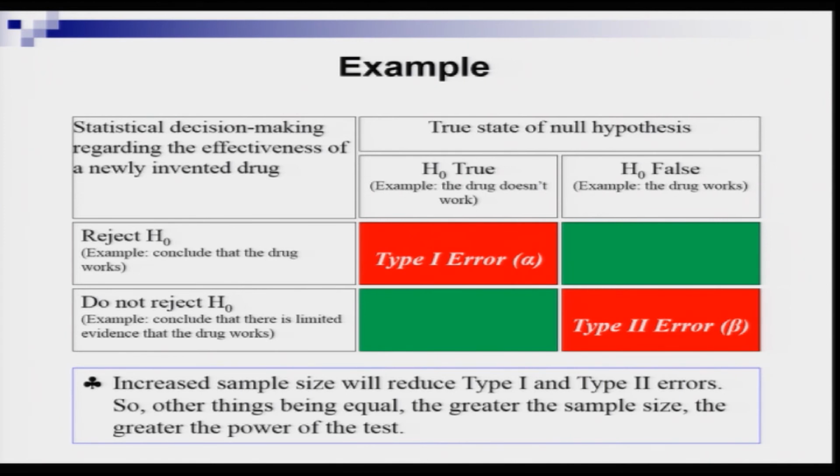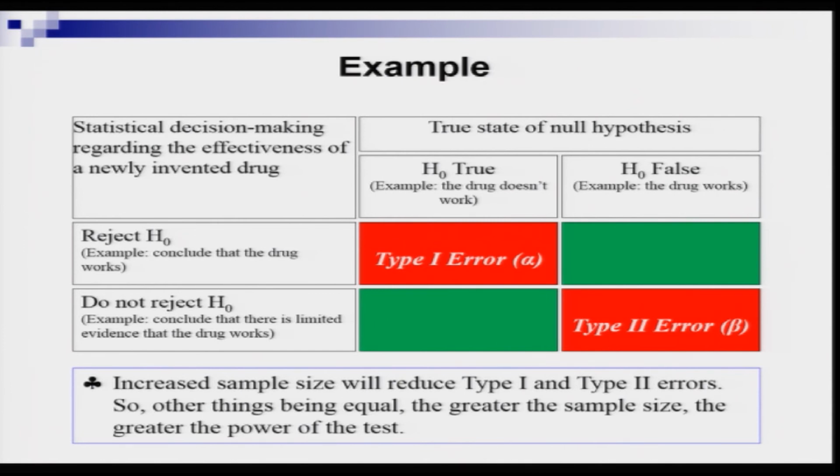And note that the true state of the null hypothesis is of two types. Either H naught could be true or H naught could be false. H naught true means that the drug actually does not have any effectiveness, so the drug does not work. That is basically describing the case of status quo. The H naught false case means that actually the drug is effective. So the drug has impact, and we can say that there is some treatment impact of the drug or the vaccine.